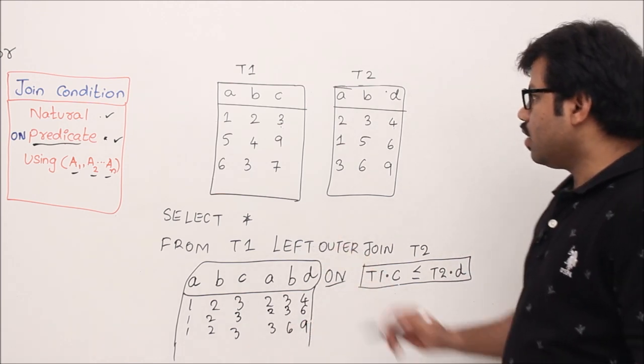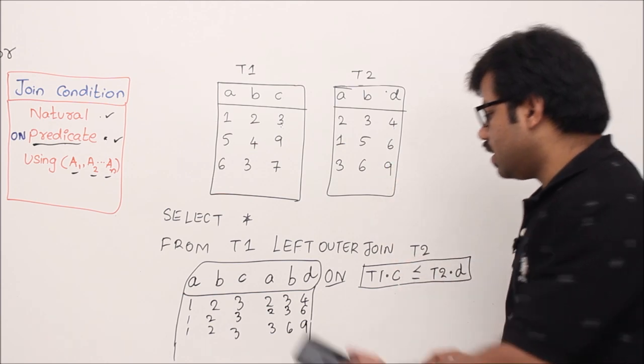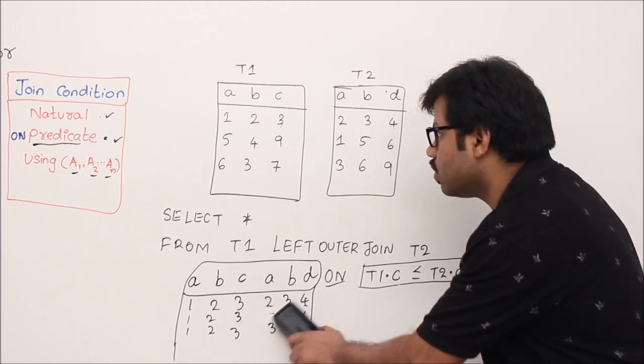So here one thing. Here 3 less than or equal to 6. It is actually 1, 5, 6. Correct. So let's write it.